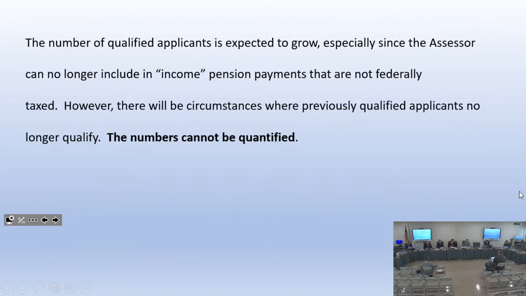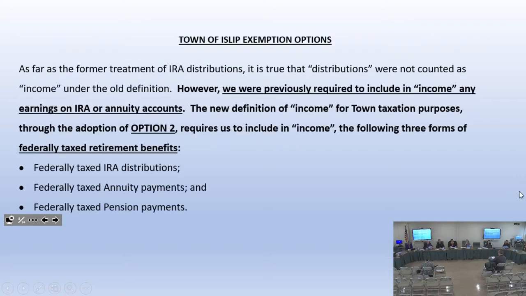So the number of qualified applicants for these two exemptions is expected to grow, especially since the assessor can no longer include in income pension payments that are not federally taxed. However, there will be circumstances where previously qualified applicants no longer qualify. At this point, though, the numbers of the people who qualify cannot be quantified. Okay. Let me raise a question. Go ahead. Assessor, would you mind if I ask that question? When would the town know that answer in terms of the number of people who would be qualified?